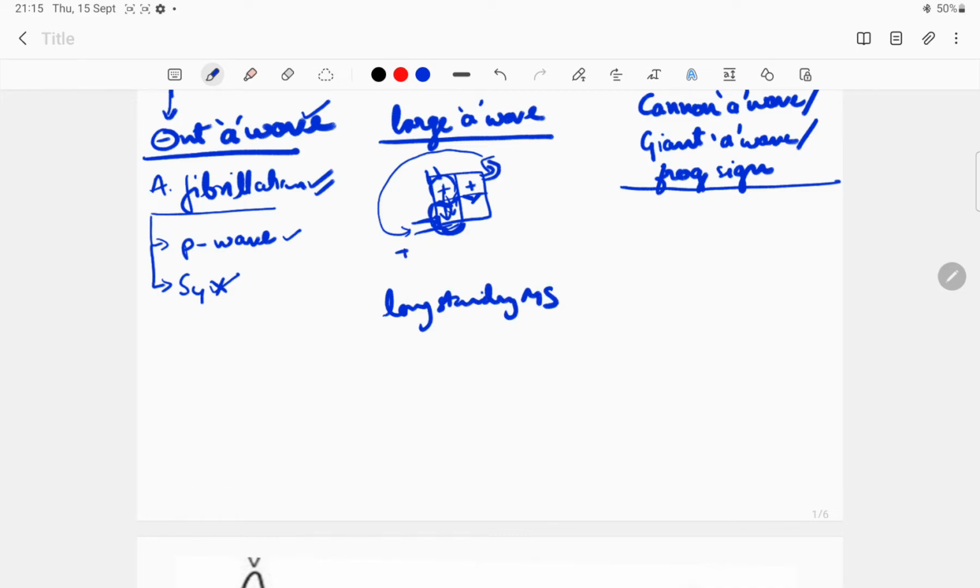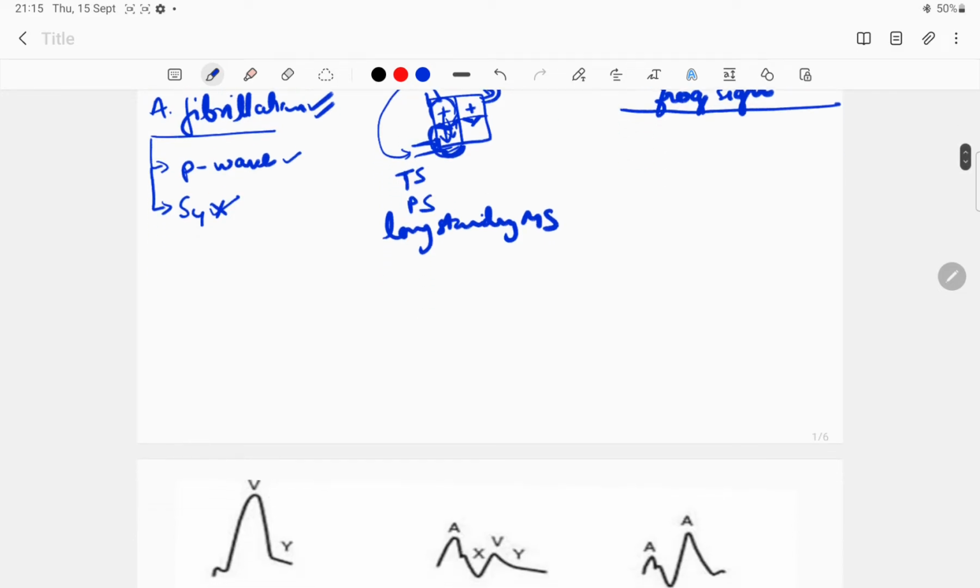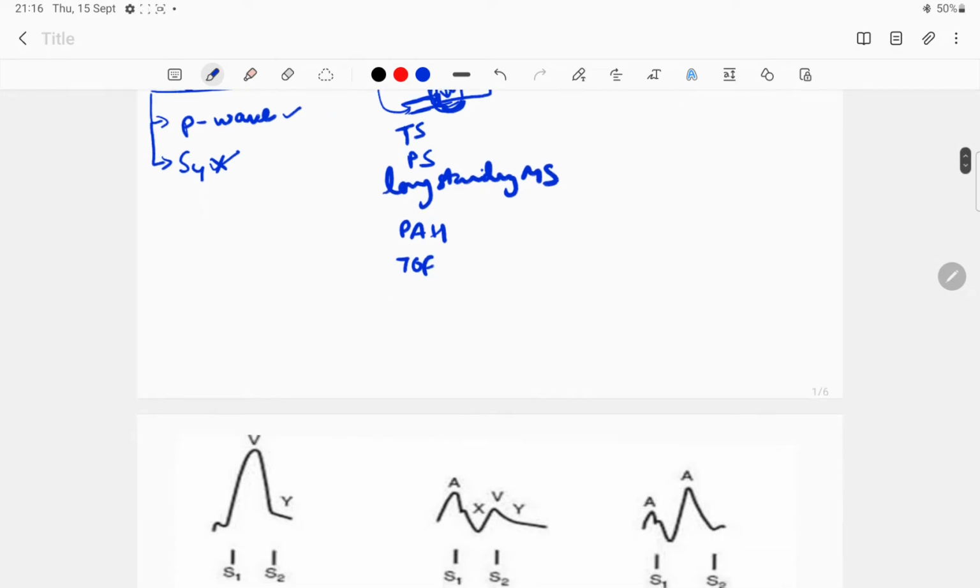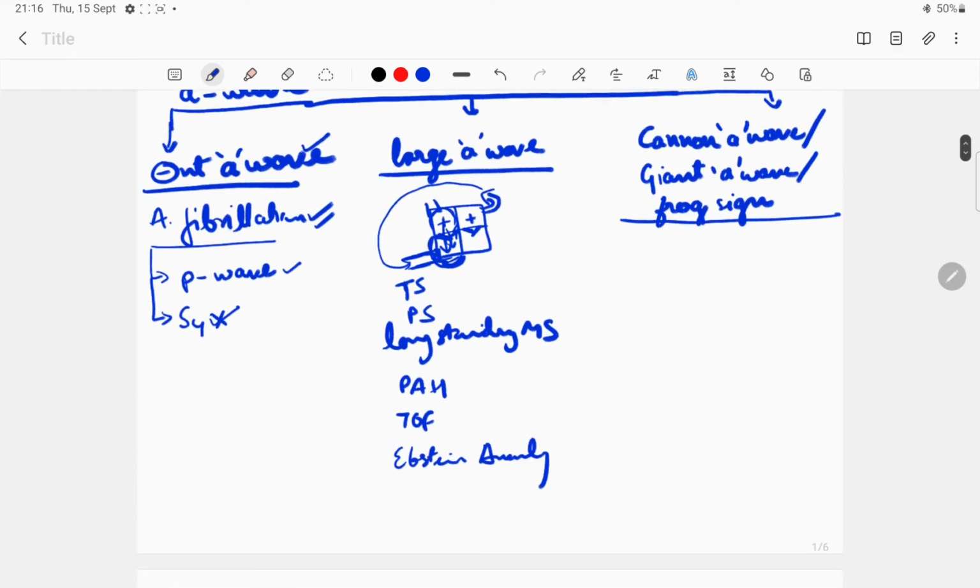Other causes which we discussed were tricuspid stenosis, pulmonary stenosis, and also we can write pulmonary artery hypertension because there is outflow resistance, and tetralogy of Fallot because there is subpulmonic stenosis in it. And we can also write Ebstein anomaly because we know that the tricuspid valves are displaced and abnormal in it. So these are the conditions of the large A wave.